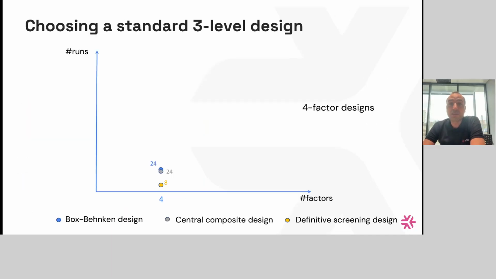Now, a practical case: say that you want a four-factor experimental design. Here we have displayed the three options for four factors, with factors on the horizontal axis, number of tests on the vertical axis, and the Box-Behnken, central composite and definitive screening designs. You can see that the definitive screening design is a very small experimental plan.